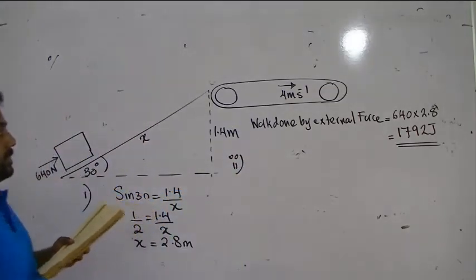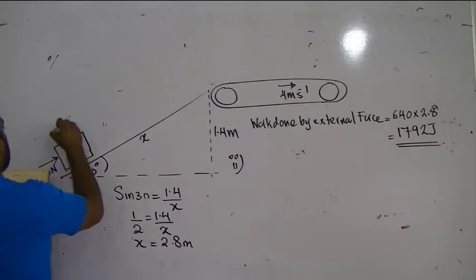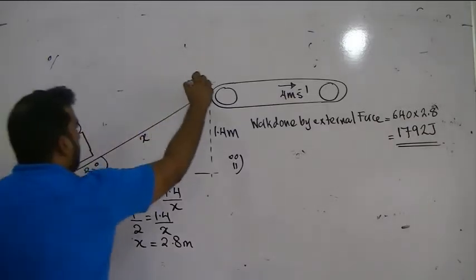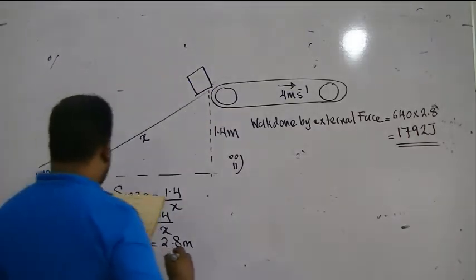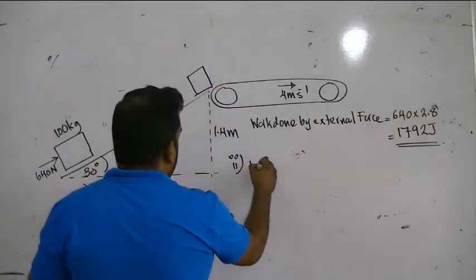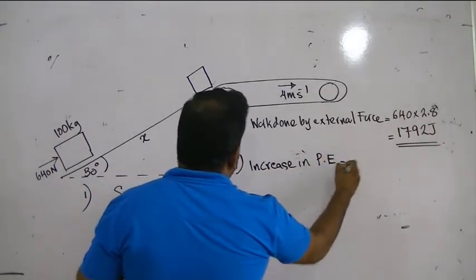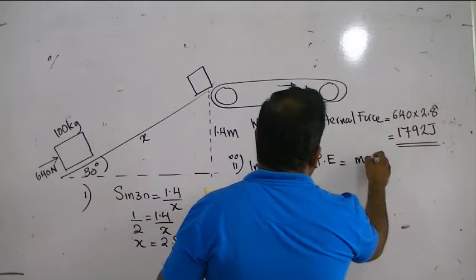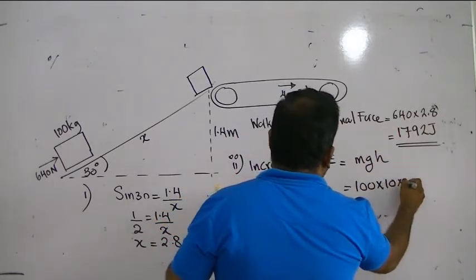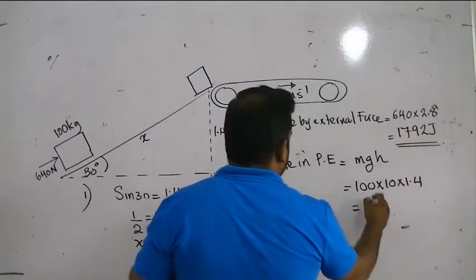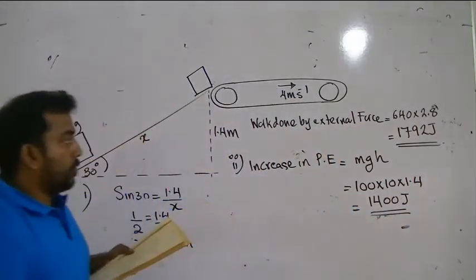Roman number 2. Now the object, this is weighing how much? 100 kg. Goes from here to here. So there is a potential energy increase. Increase in potential energy is equal to mgh. 100 g, height is 1.4. That is 1400 joules.